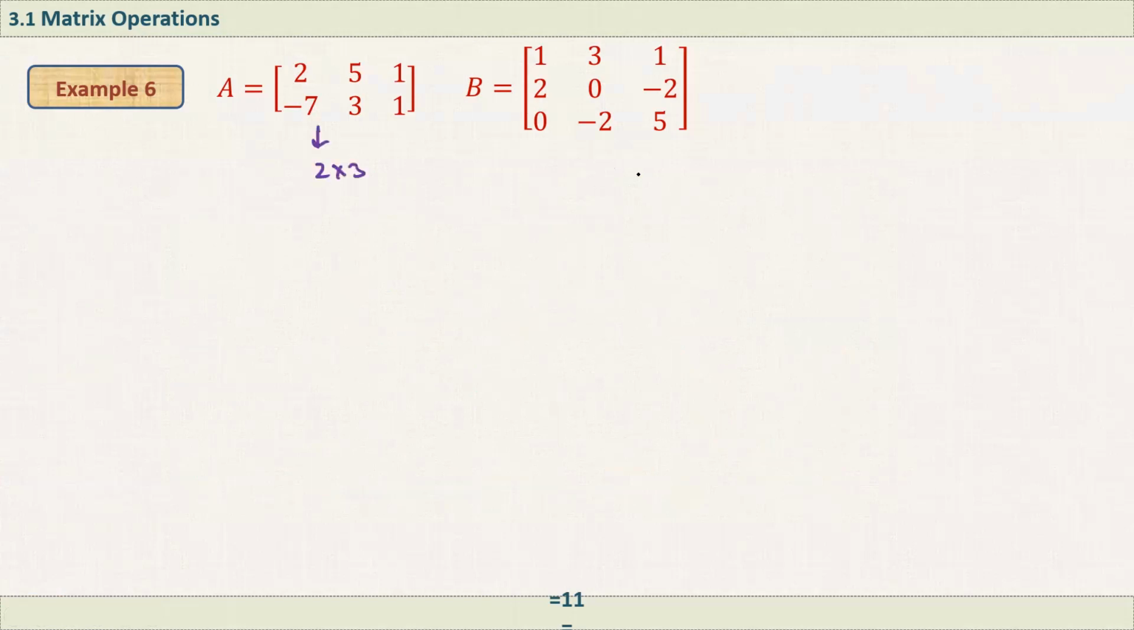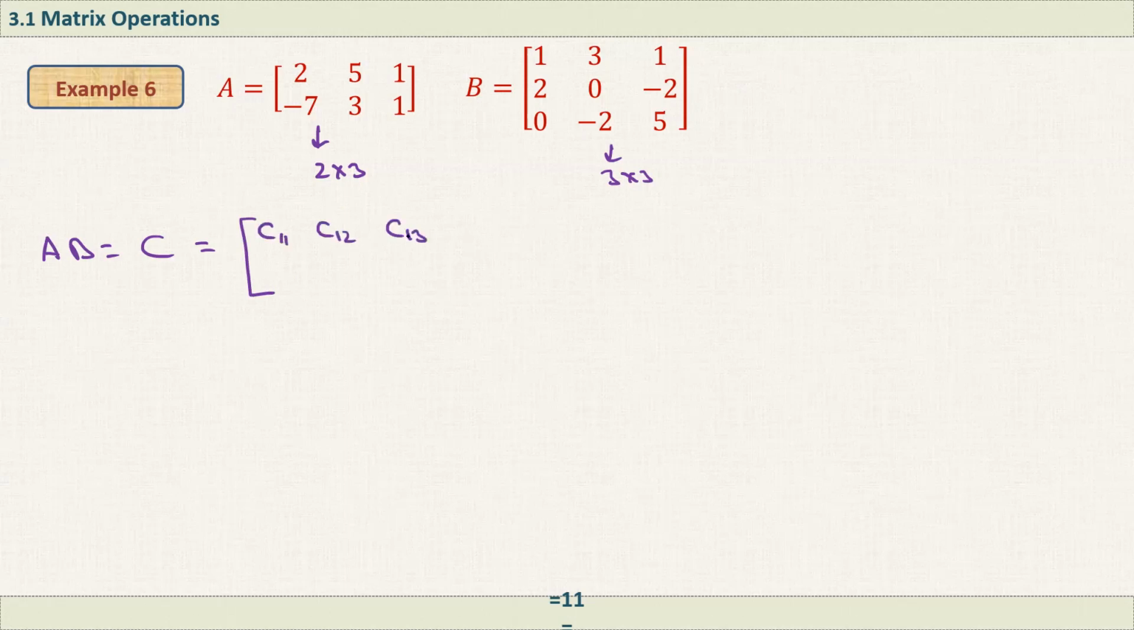2 by 3 matrix. This one is 3 by 3. So if you multiply A by B, we will have C, whose actual size will be 2 by 3. That is C1,1, C1,2, C1,3. They are all in the first row, that's why the first subscript is 1. Now the second row will be C2,1, C2,2, C2,3. Right?